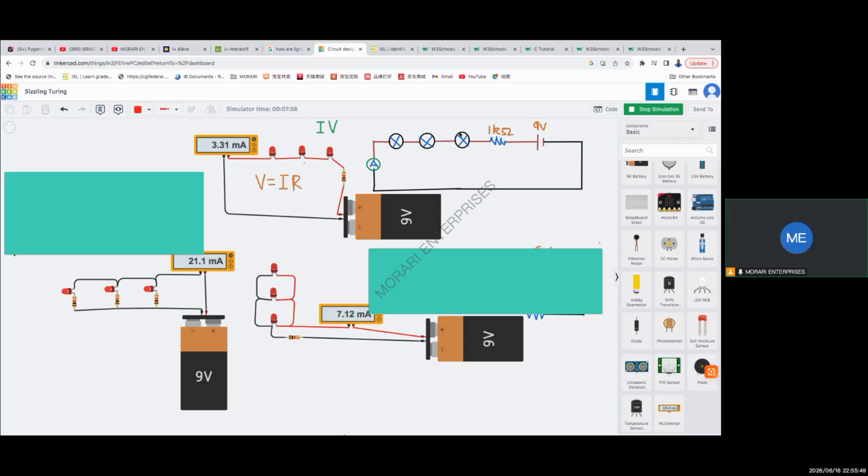So that's why we need a resistor in the circuit to help us reduce the current intensity, right? To help us reduce the current intensity, because the current that should pass through here should be less than 20 milliamperes.